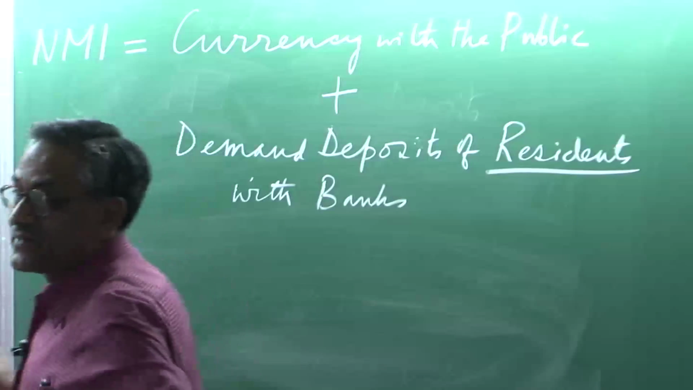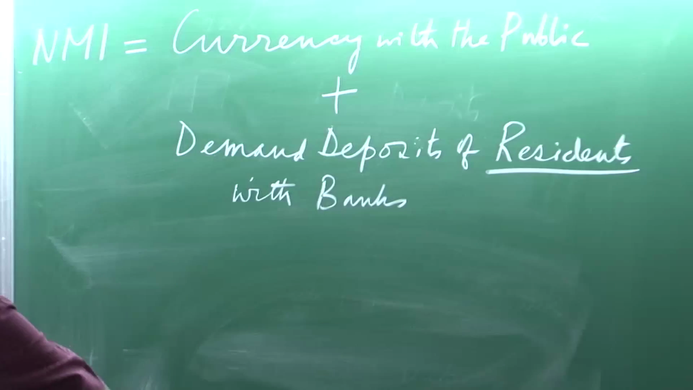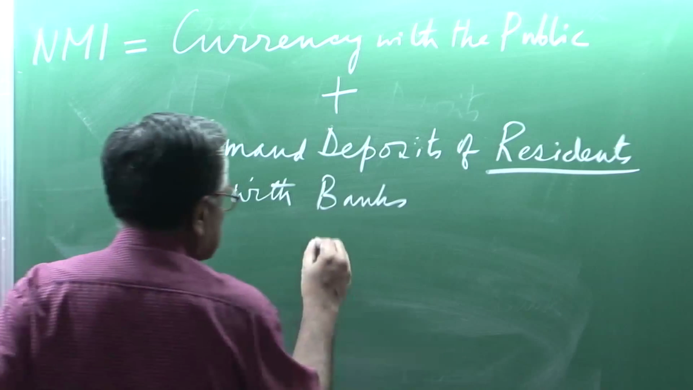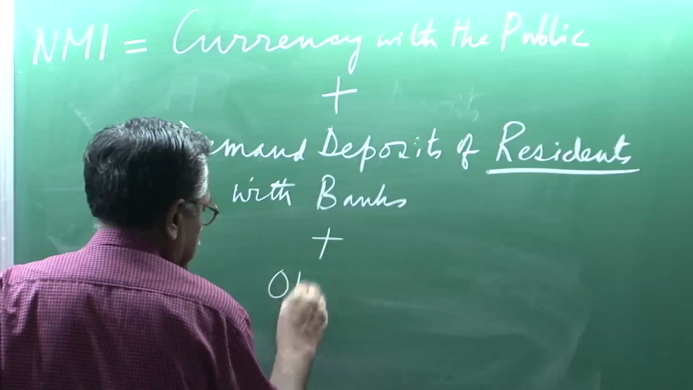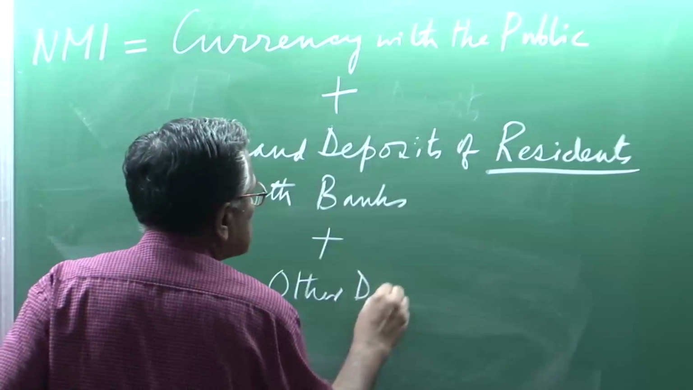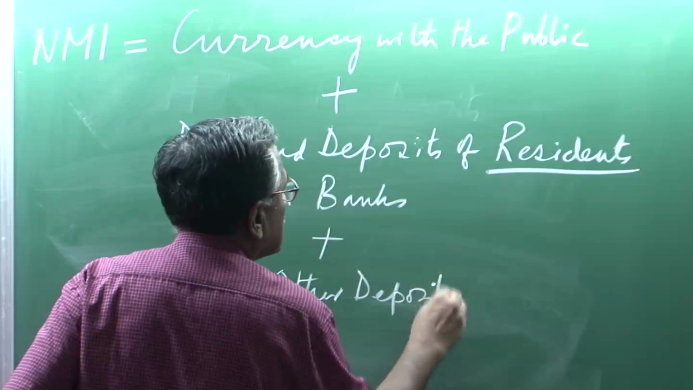not the non-resident money. That's why they are segregated accounts also, and this is done with RBI's permission and instruction also. Sometimes RBI instructs, sometimes if you want to do something, you take permission from RBI, because that's the central regulatory authority of all banks. In fact, non-banks are also coming under RBI these days. And then plus other deposits. Other deposits are other deposits with RBI.